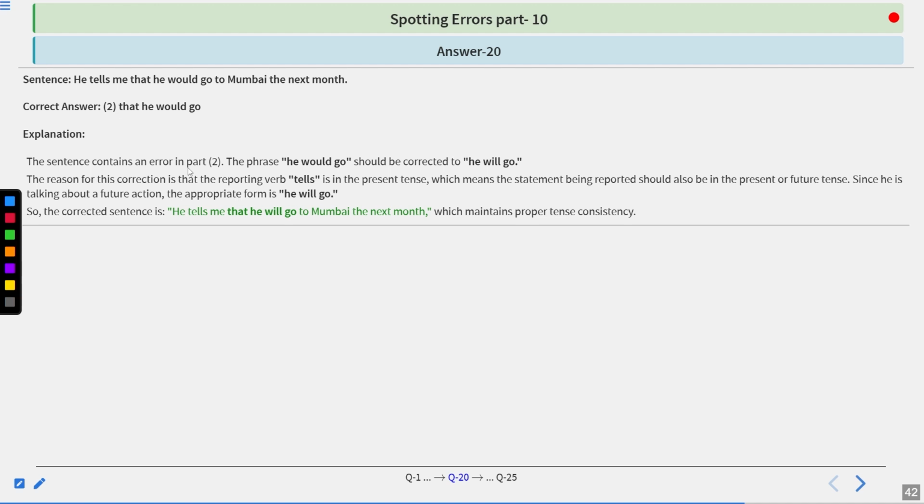The reason for this correction is that the reporting verb tells is in the present tense, which means the statement being reported should also be in the present or future tense. Since he is talking about a future action, the appropriate form is he will go. So the correct sentence is: he tells me that he will go to Mumbai the next month, which maintains proper tense consistency.